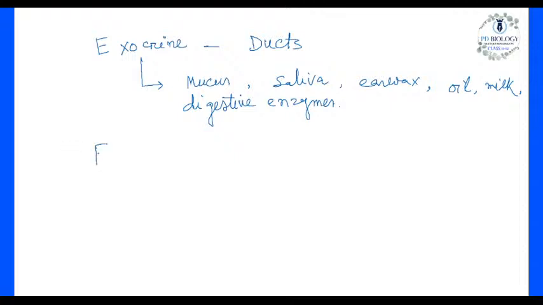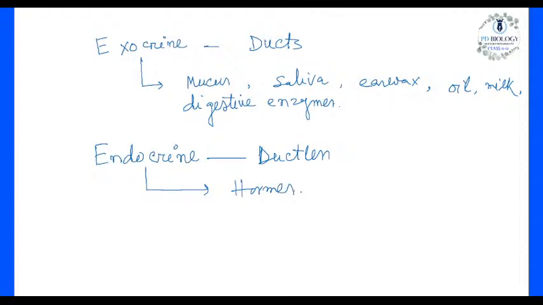The endocrine glands, that is ductless, and these produce the different types of hormones.